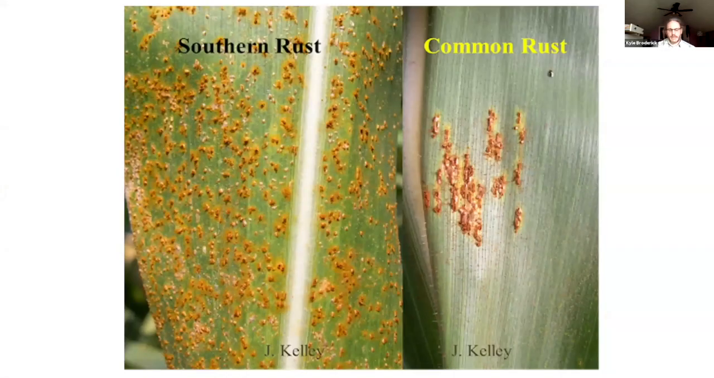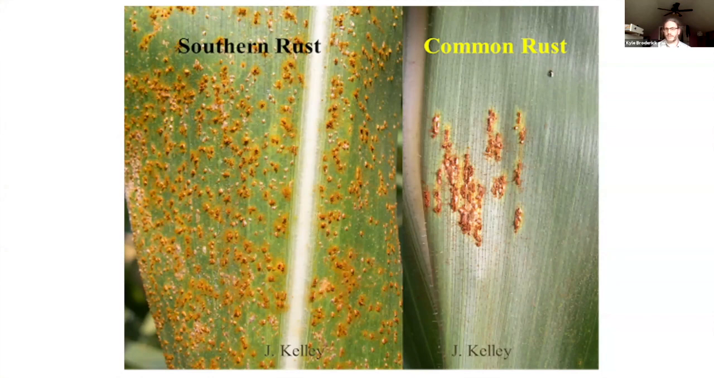So the next diseases that I'm going to talk about are our rust diseases of corn, and these are really starting to show up right now as well. Well, common rust has been going on for about a month now in corn. Southern rust within the past week has really picked up. And again, it's very important to be able to differentiate these two diseases.